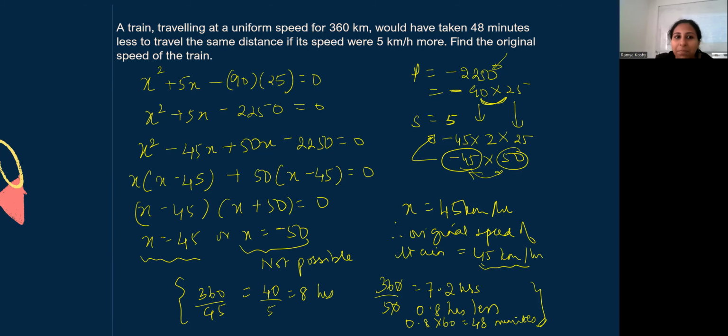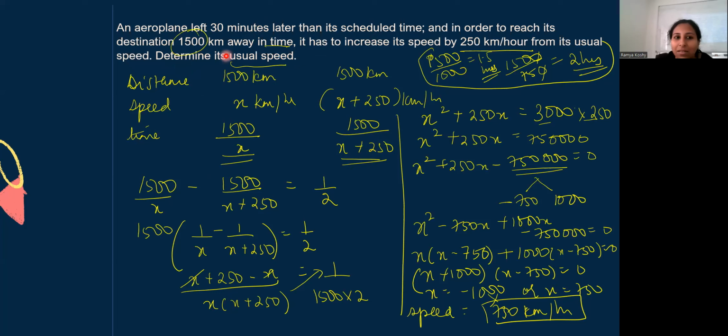This is another type. Aeroplane question, same thing. Find its usual speed. So again over here you can see distance is given. Because distance is given, I know I'll be using quadratic equations.